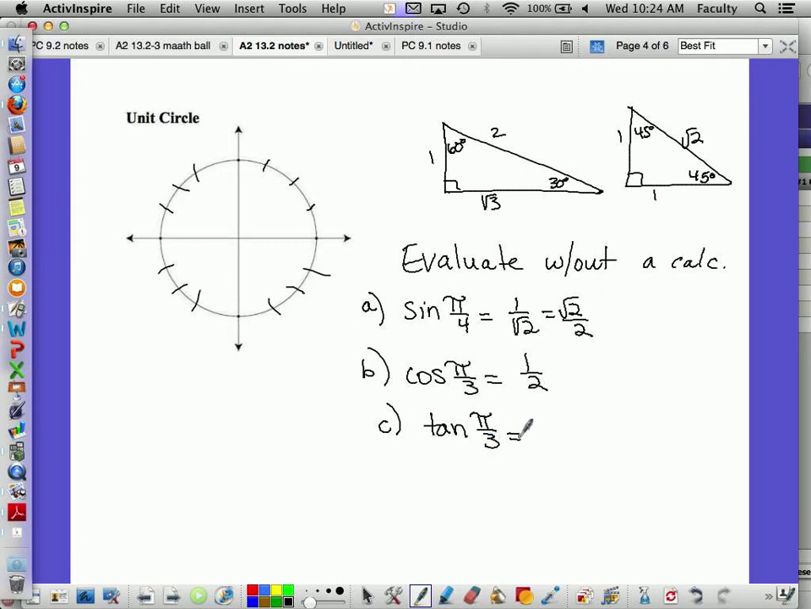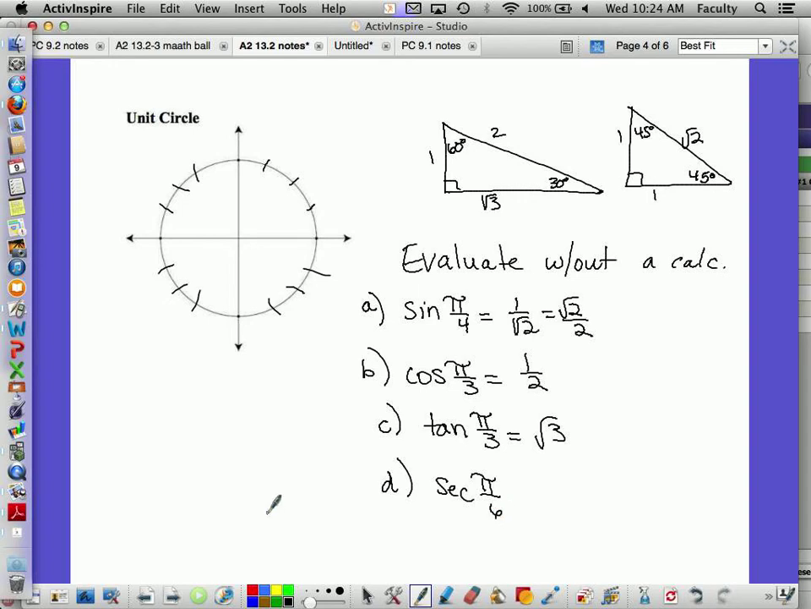Tangent, pi over 3. So we already did pi over 3 is 60. So I'm sitting at the 60-degree angle, TOA, SOHCAHTOA. Opposite over adjacent, that's just radical 3. Don't let it bother you if we have a reciprocal.